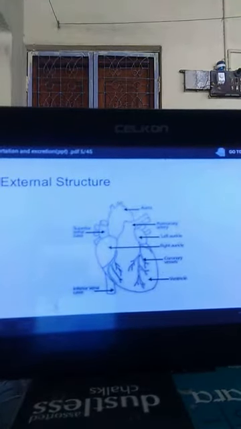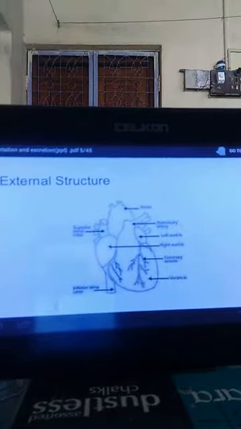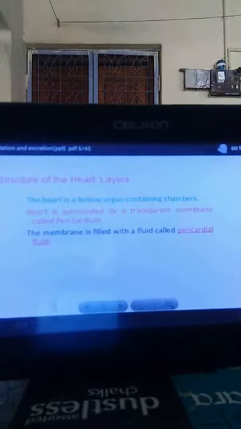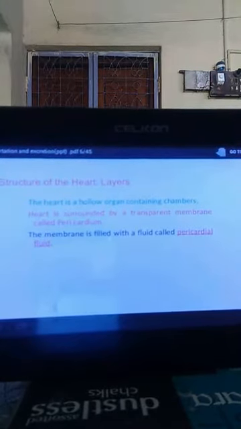Right, the external structure of the heart. Just now I explained all the parts. Now let me continue with how it is protected from all sides.